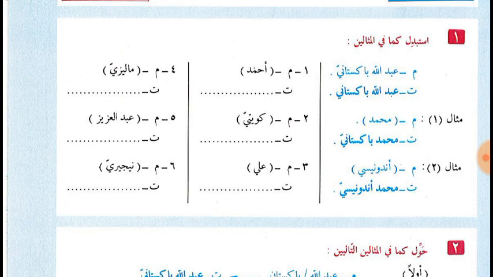Third one. Ali. In the second one, you have the sentence Ahmad Kuwaiti. So in the third one, you will make Ali Kuwaiti. Forget all other sentences. Now you have the sentence Ali Kuwaiti. What will be the sentence in the fourth one? Forget all other things.